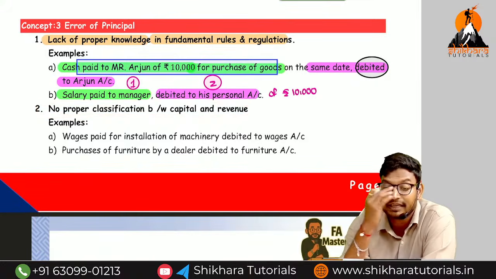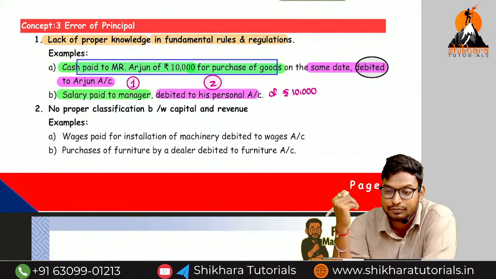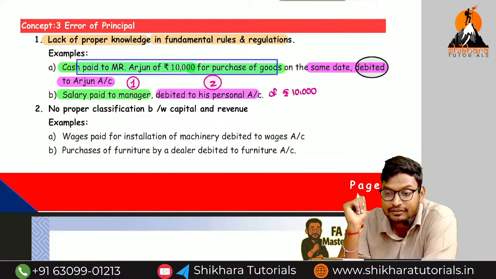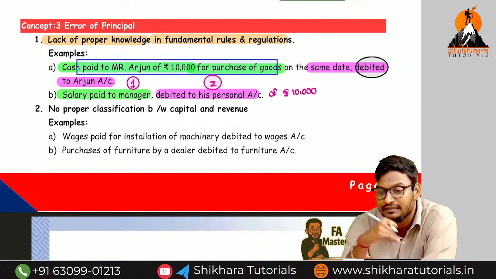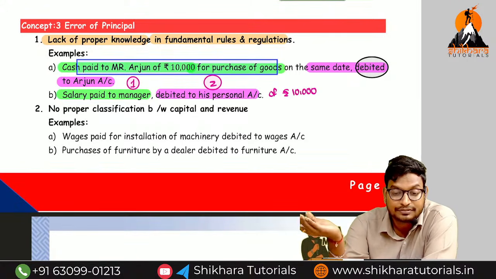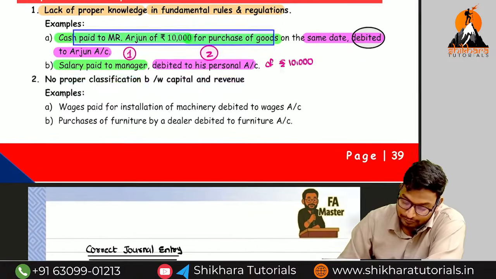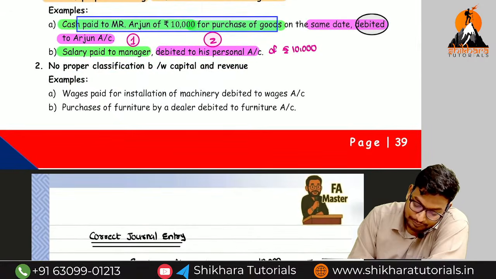What is the meaning of capital transaction, ma? If the benefit is more than 1 year, it is called capital. If the benefit is less than 1 year, it is called what, ma? Revenue. They are recording capital expenditure as revenue expenditure, or revenue expenditure as capital expenditure. Sir, can you give an example? I will give the example, ma. Don't worry. So what is the example, ma?